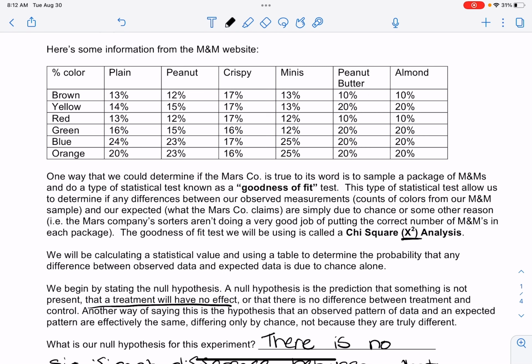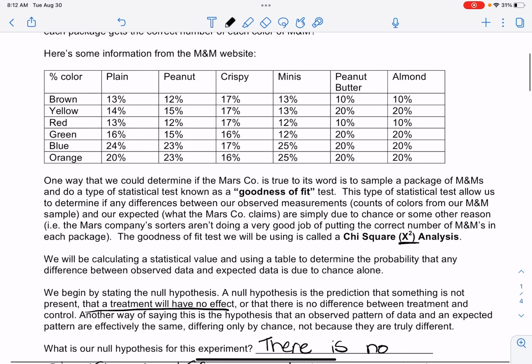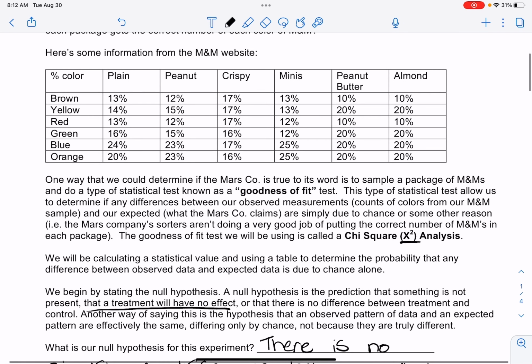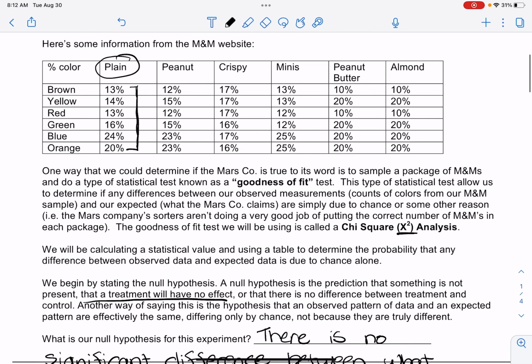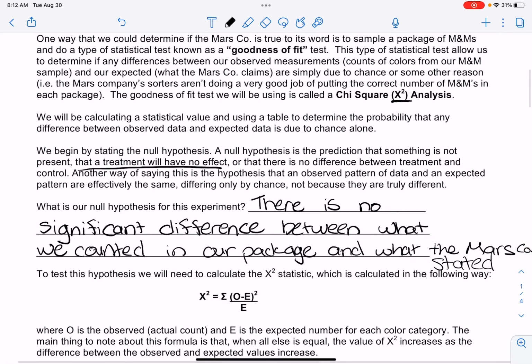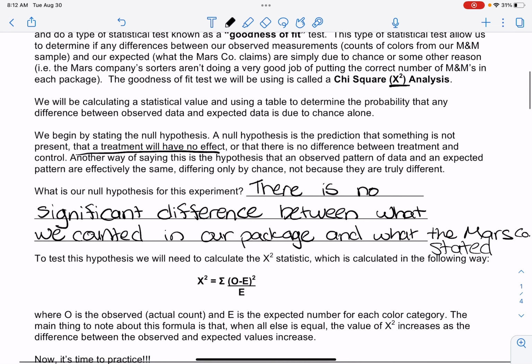So we're doing this goodness of fit test, and we're trying to see if our package of M&Ms in this case is the same as what the M&M website says. They say for a plain package of M&Ms that they make it in these percentages that you can see right here. But we're going to see if that's actually true based off of our sample of our plain M&M package. Okay, so we're going to be calculating a statistical value called a chi-squared, and then we're going to use a table that's on our equation sheet to determine if that's actually the case or not.